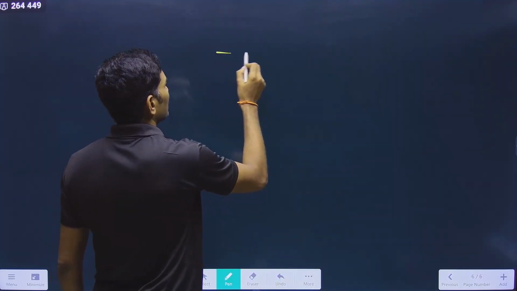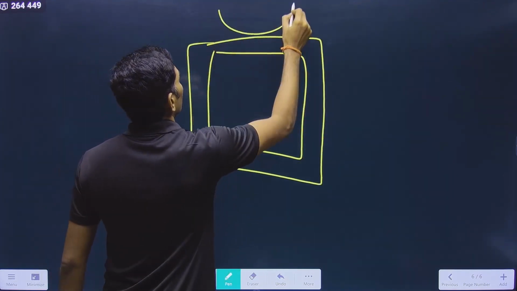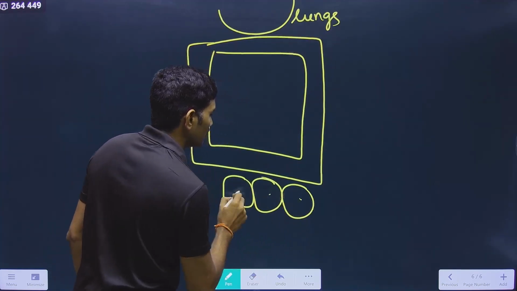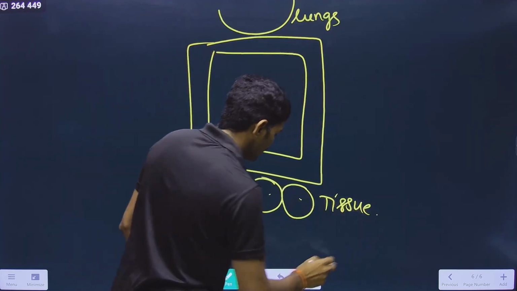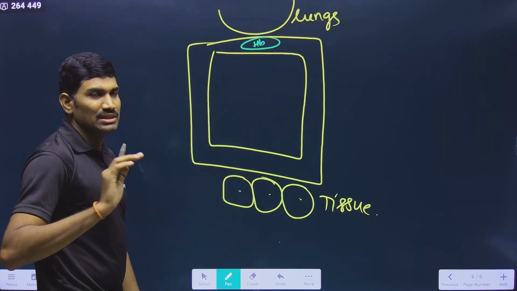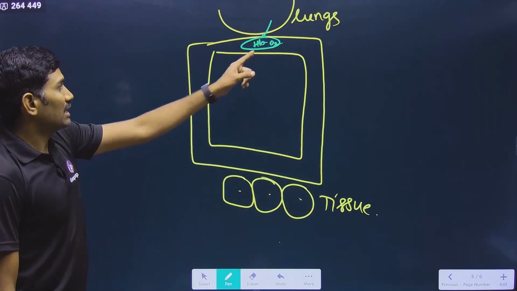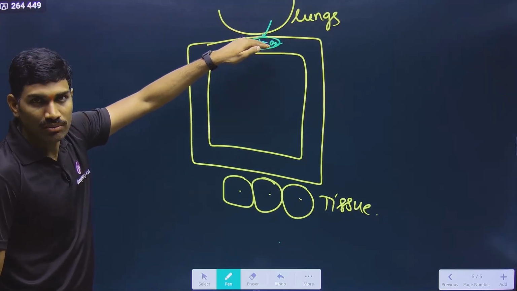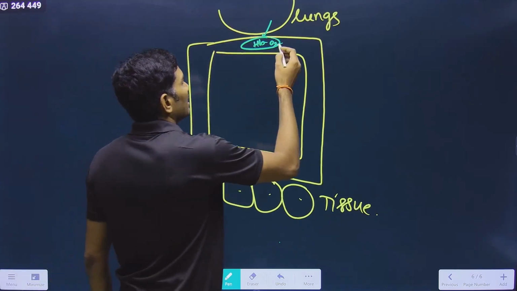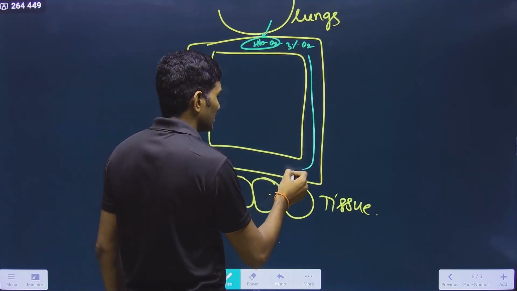Now we will see the overall mechanism in simple form for both oxygen and CO2. Here we are talking about the lungs, and here we are talking about the tissues. Hemoglobin is present in the RBC. From the lungs, oxygen is coming into the blood circulation, and this oxygen is binding to hemoglobin and forming oxyhemoglobin. And 3% of oxygen is dissolved in the blood plasma. Now this oxygenated blood is coming to the tissues.